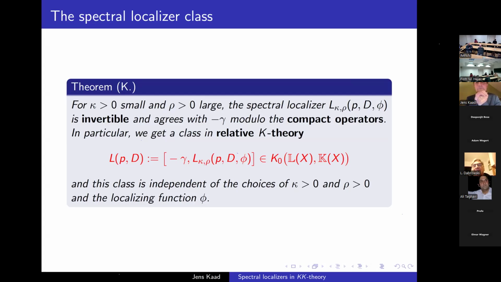Thanks. I was going to go through the proof because I wanted to show you why the spectral localizer is invertible, because that is a really key part of this theorem: to verify for which kappa and rho you get that this spectral localizer is invertible. So I wanted to show you that.